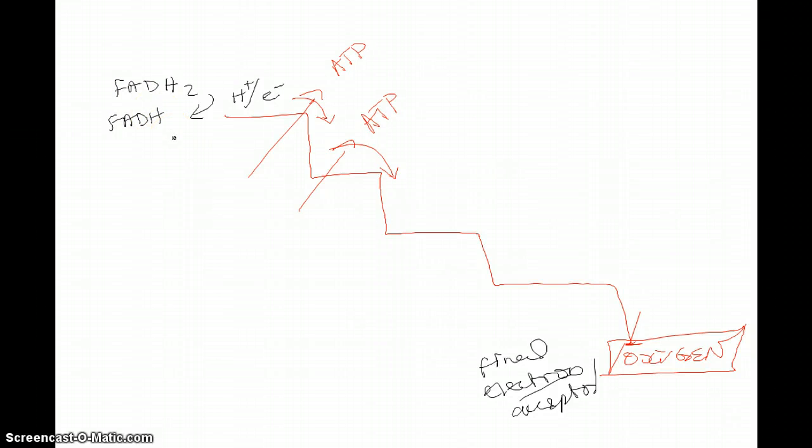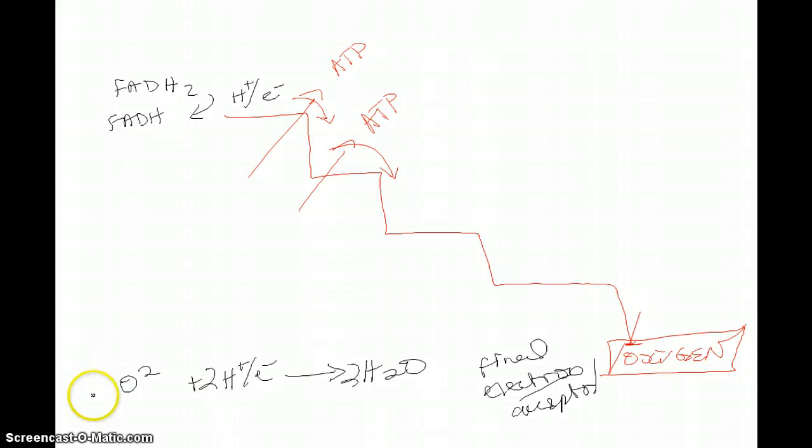What happens is it comes down and then it reacts with the oxygen. Let's say we have an O2 here plus an H plus and e negative. This reacts to form H2O. If we balance this out, we have 4 hydrogens and 2 oxygens on each side, and we end up with water molecules.